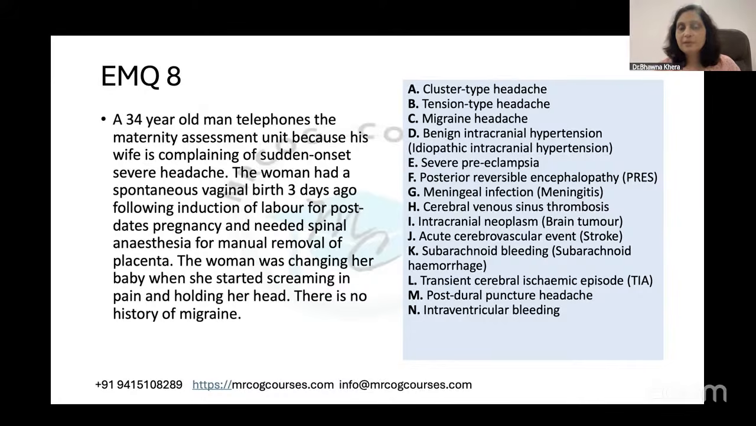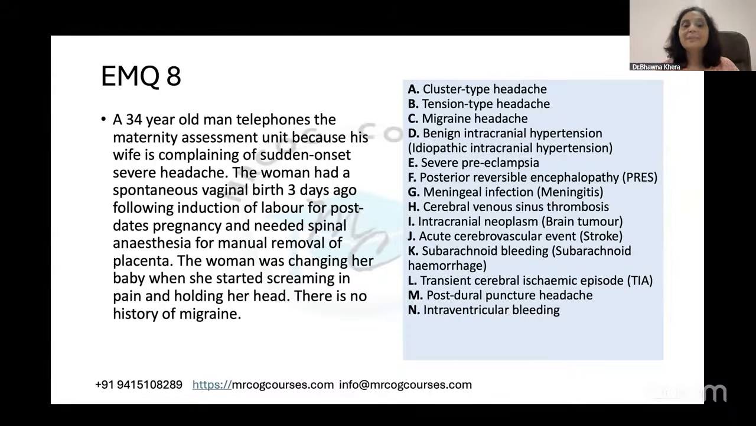A is cluster, M is postural headache, and K is the subarachnoid bleeding. Yes, K is the correct answer. And the fastest finger first is Dr. Divya Selvaraju. And she has got the answer right.